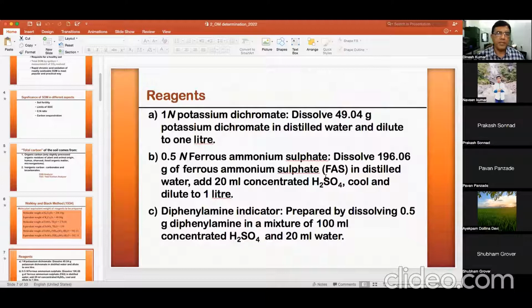Now, how to prepare these reagents or solutions? First, one normal potassium dichromate is to be prepared. This will be used in the analysis of organic carbon.